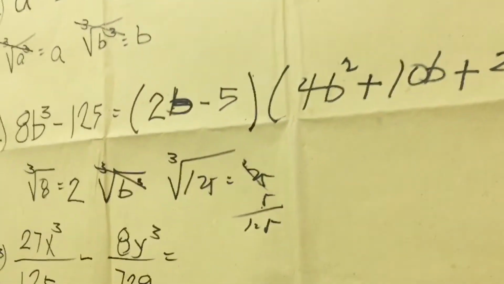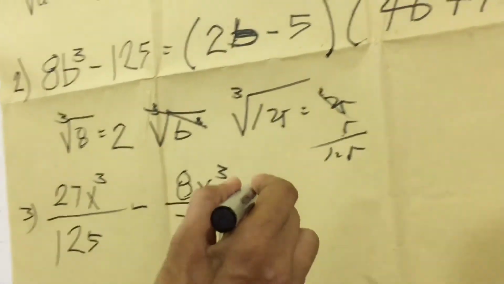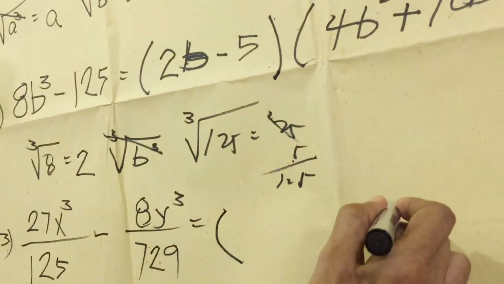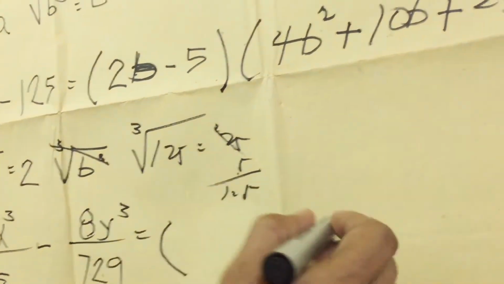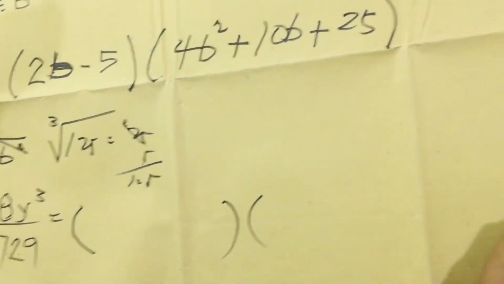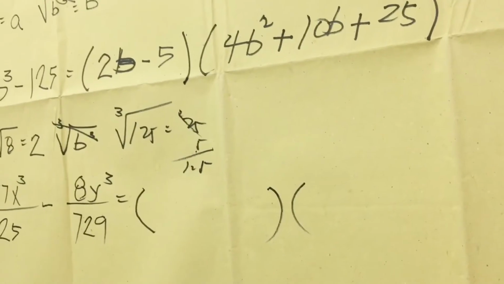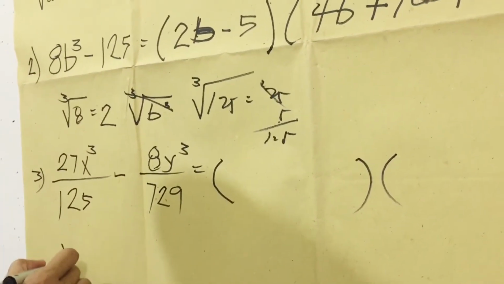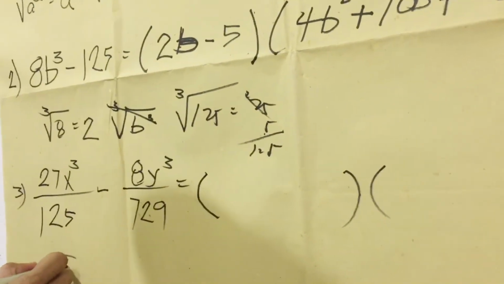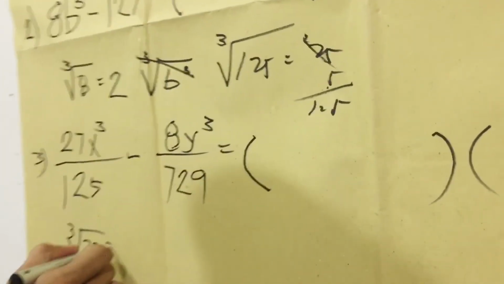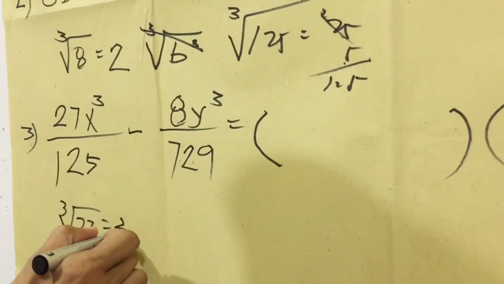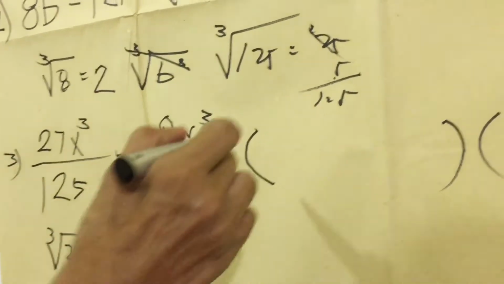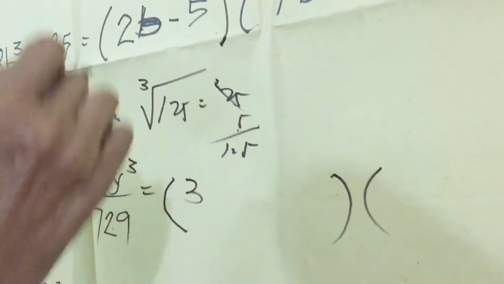Next, the same process. We're going to make two parentheses, one for the binomial factor and one for the trinomial factor. Then find the cube root of 27. The cube root of 27 is 3, because 3 times 3 times 3 equals 27. So here is 3.